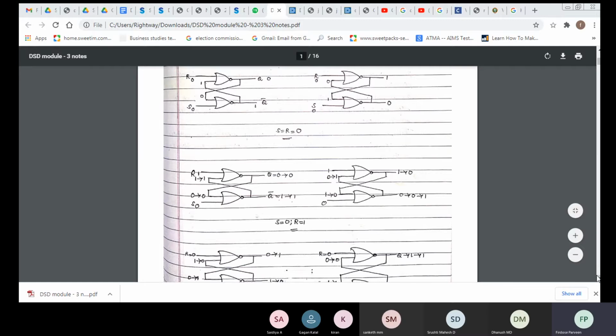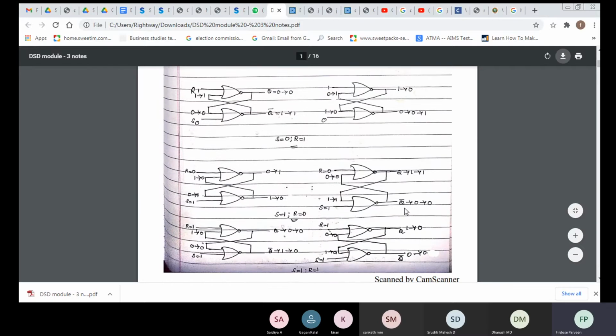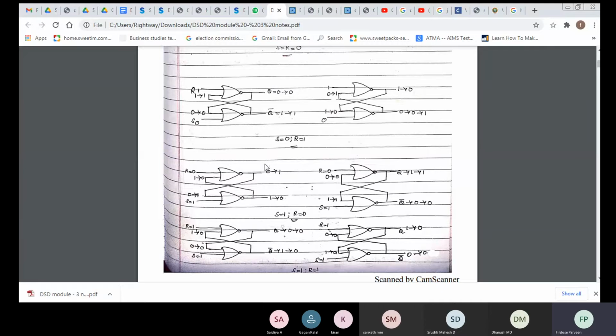So now for the next combination we will see, that is when S is equal to 1 and R is equal to 0. So when S is equal to 1 and R is equal to 0, let us assume that the previous state is 0. So 0 means we'll be getting here 0. So this is 1 and this is 0. For a NOR gate, what you'll be getting for 1, 0 is 0 only. If this is 0, this means Q bar should be equal to 1. So this is 1 and this is 0. So 1, 0 means what happens? It will change to 0. So this is 0. This goes here, 0.